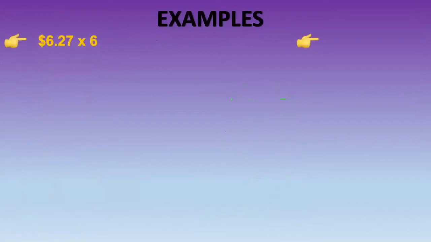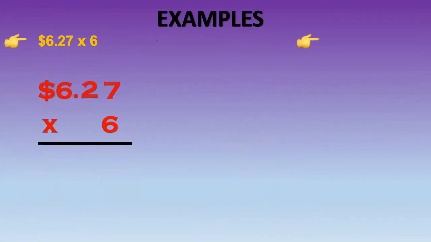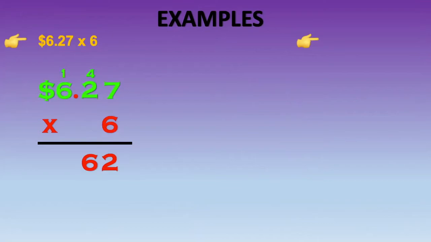Example number 1, $6.27 times 6. To set it up, we put the larger number on top and the smaller number on the bottom. Ignore the decimal point and multiply the numbers as we do with whole numbers. 6 times 7 is equal to 42. 6 times 2 plus 4 is equal to 16. 6 times 6 plus 1 is equal to 37.